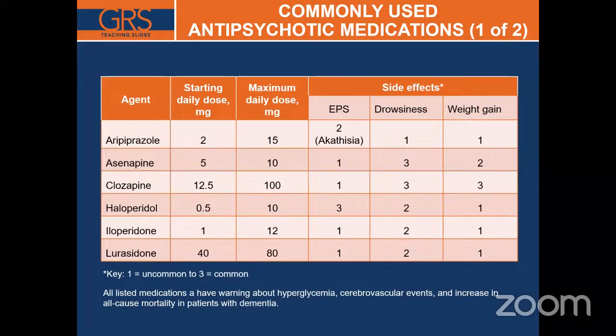And this chart demonstrates the different types of antipsychotics and the doses and side effects related to them. But as a general rule, the first generation antipsychotics are more likely to cause extrapyramidal symptoms, and the second generation are more likely to cause metabolic syndrome. All the listed medications have a warning about hyperglycemia, cerebrovascular events, and increased all-cause mortality in patients with dementia.